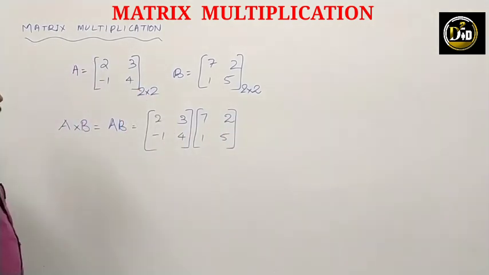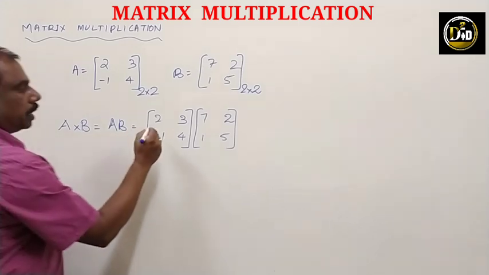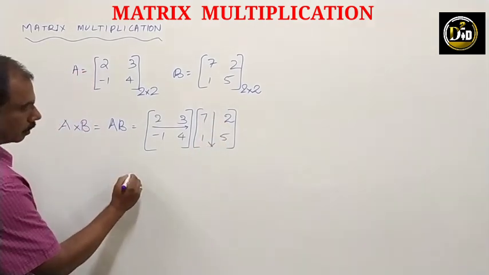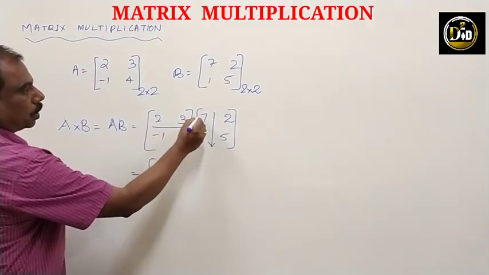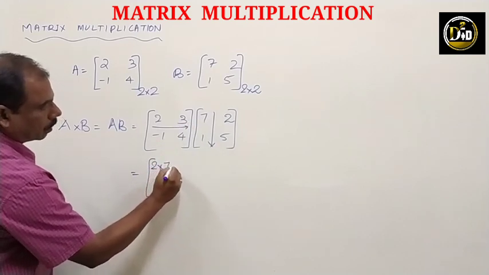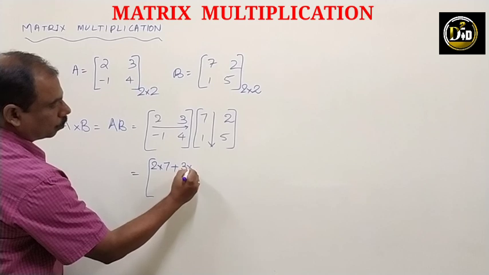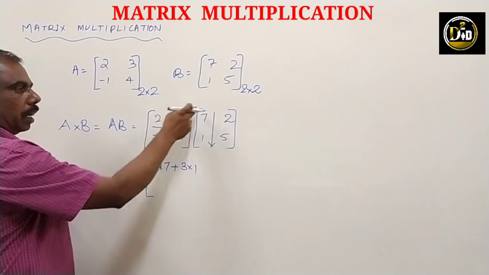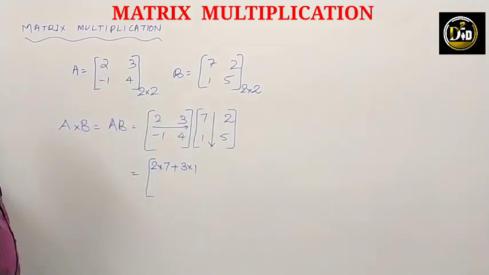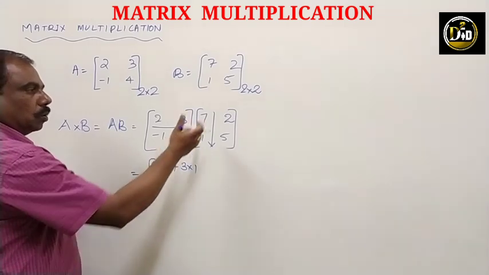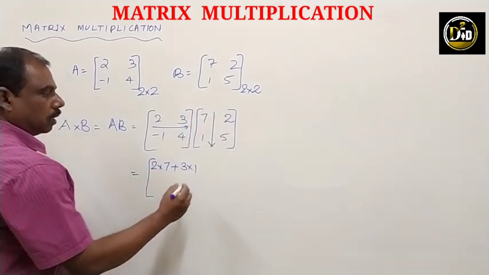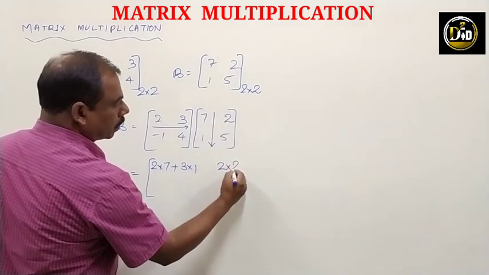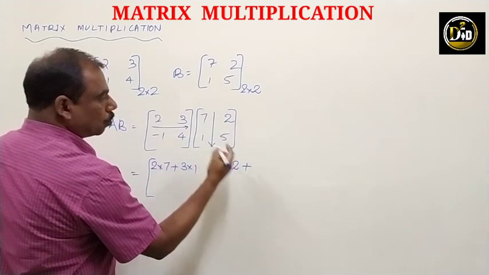If you recollect the example what you have done in the earlier page, we take the multiplication like this. That means 2 into 7 plus 3 into 1. That means we have taken the elements of the first row and we multiplied by the corresponding elements of the first column. This process we continue until the columns are exhausted. That means we go to the next one, that is 2 into the second element, that is 2 plus 3 into 5.